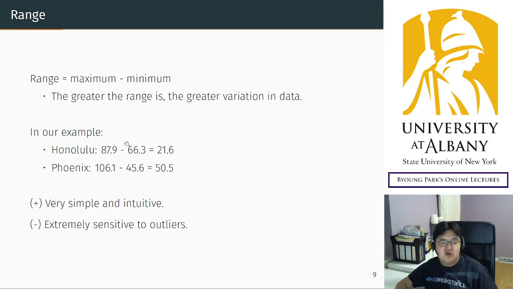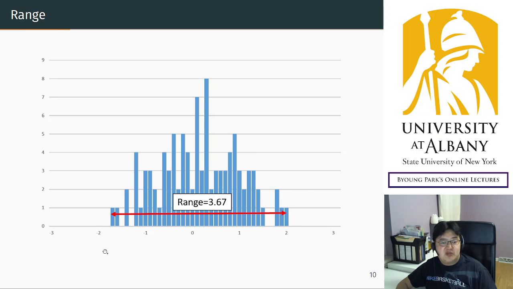Remember, if you have 10 in this place, then the range would be 70 something. So just because of one observation, your range could change a lot. It's actually a big problem because error can happen anytime. You cannot rule out the possibility. Therefore, here's an example.